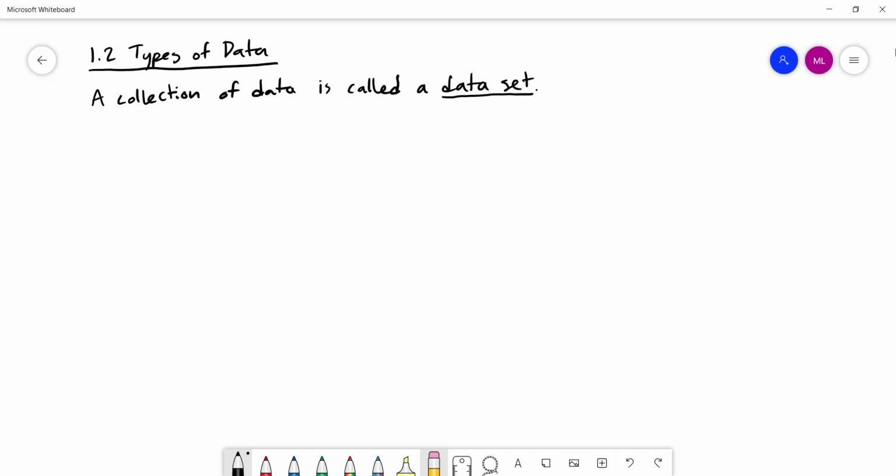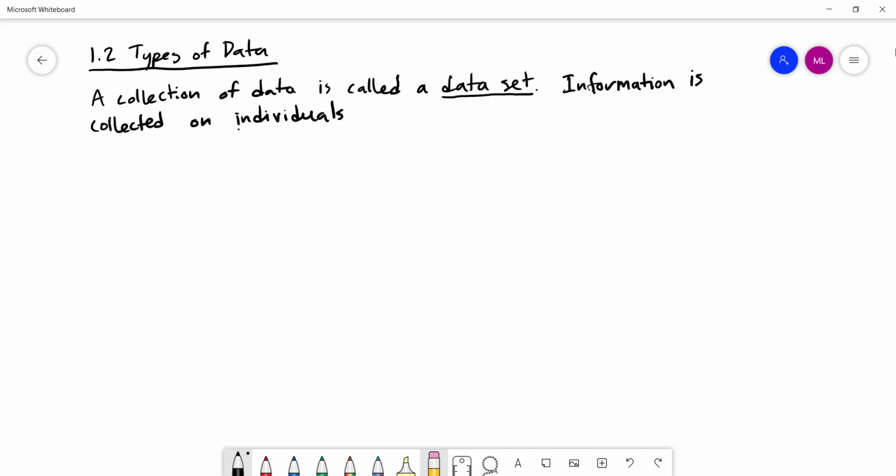The information that we collect, or the data that we collect, sorry, my pen is acting up here. Let me try this again. There we go. So information is collected on what we call individuals.